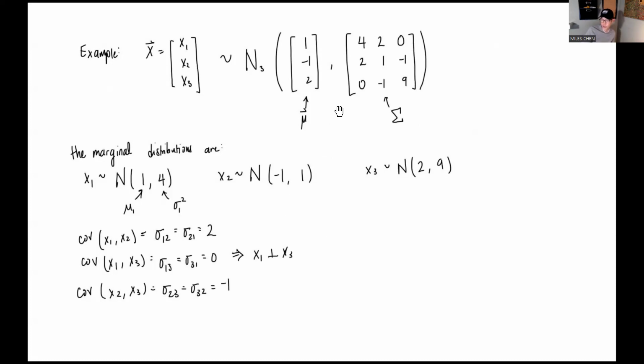The marginal distributions: if you were to take your column of x1 values and collapse it, it would have a mean of 1 and variance of 4, or sigma squared of 4. Your marginal distribution for x2 has a mean of negative 1 with a variance of 1, and for x3, you would have a mean of 2 and a variance of 9, okay? And then we have the covariances here. So that is what this looks like.